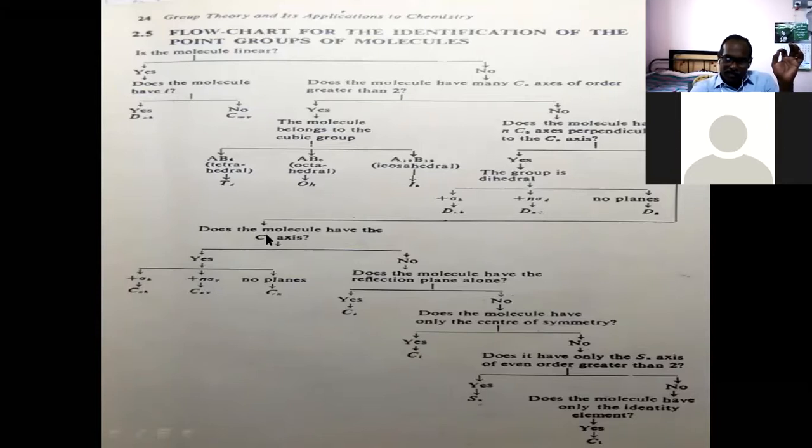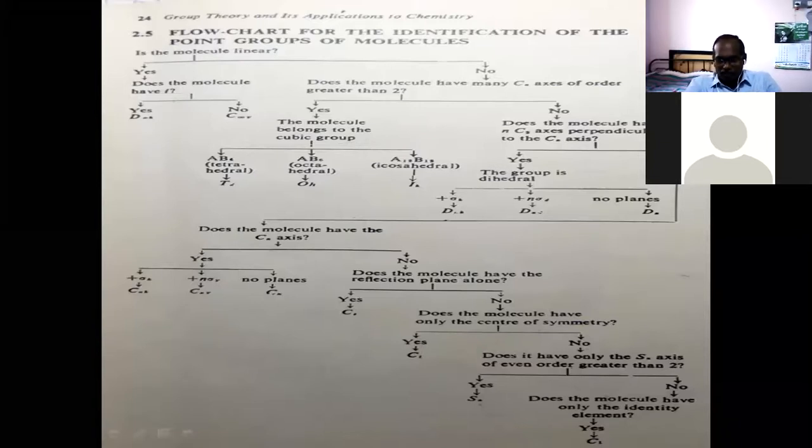What is the axis? C3 axis. So the C3 axis contains 3 sigma V's. Therefore, the molecule exists here. Therefore, the point group of the ammonia molecule is the C3V point group.